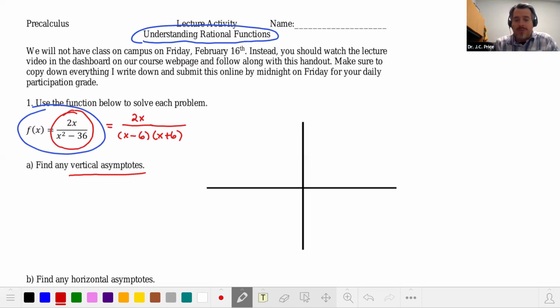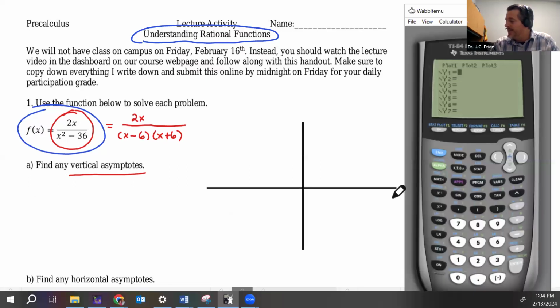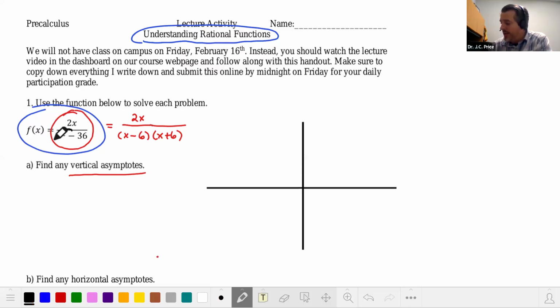And so let's talk about how to do that, because here's where the first mistake sometimes occurs. The 2x is good. No problem with that. Divide by, but here's where your mistake occurs. You want to divide by what? You want to divide by this whole thing in the bottom.